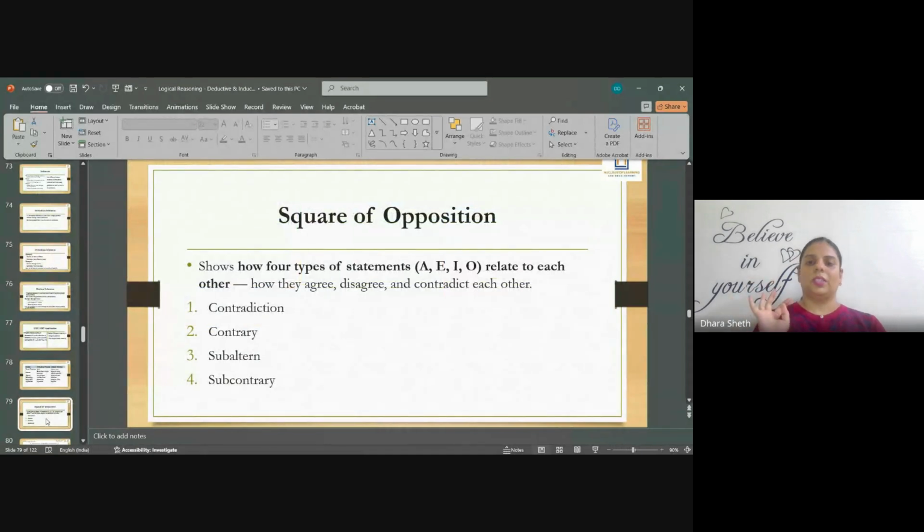Now see, there's a concept called the square of opposition. AEIO, all these four statements: all A are B, no A are B, some A are B, some A are not B. All these four statements, how do they relate to each other? How do they agree, disagree, or contradict each other? The square of opposition has four relationships between these statements. These four relationships are called contradiction, contrary, subaltern, and subcontrary.